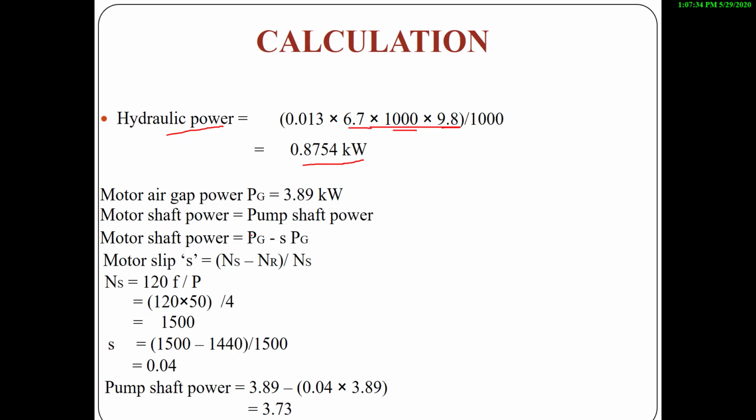Motor shaft power is equal to Pg minus S into Pg, where S is the motor slip. Slip is equal to Ns minus rotor speed, divided by Ns, the synchronous speed. Synchronous speed is calculated with the formula 120 F by P. From that we will calculate slip, and from that we will calculate the motor shaft power. This is in kilowatts.